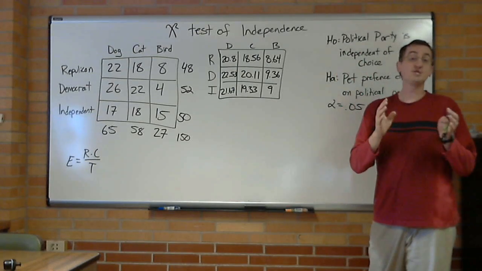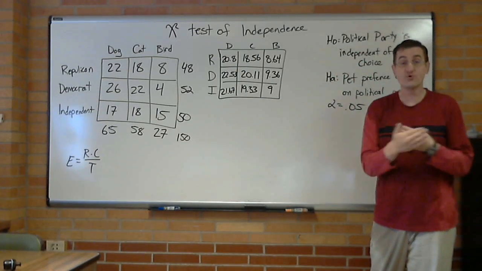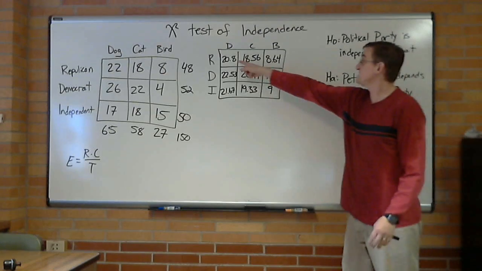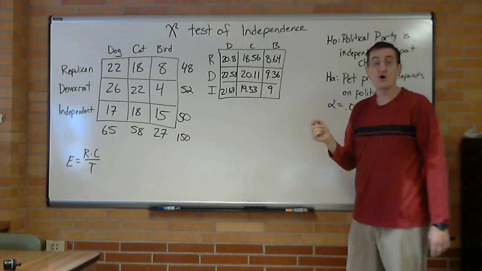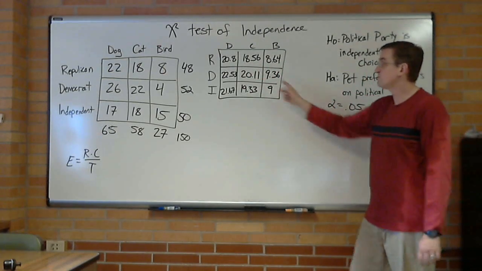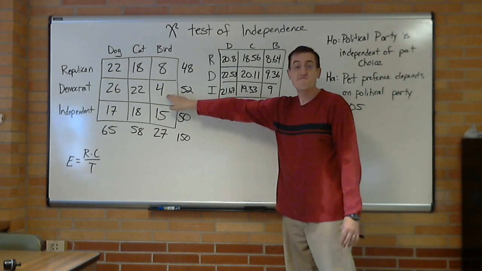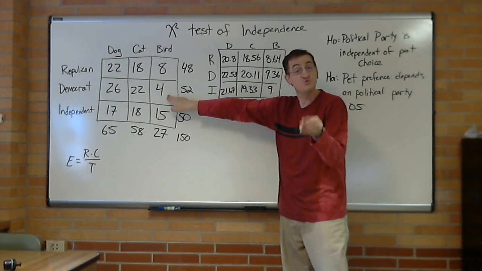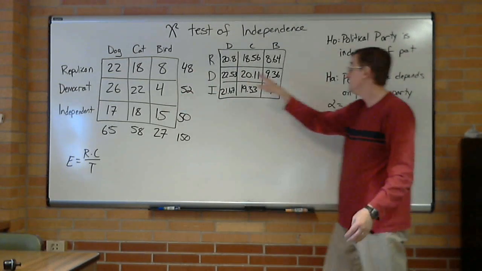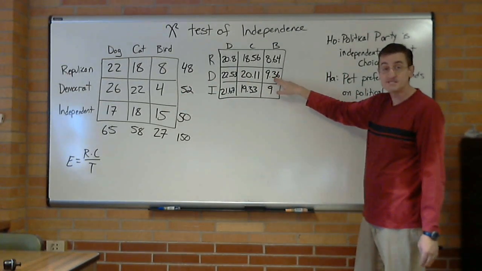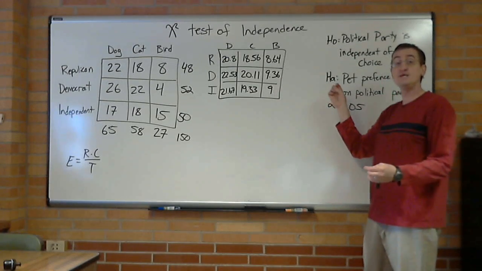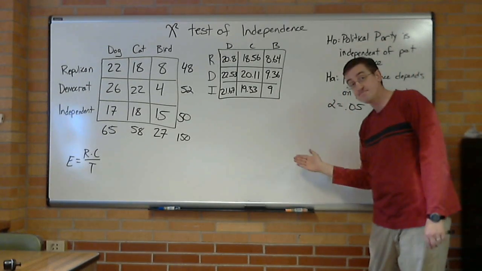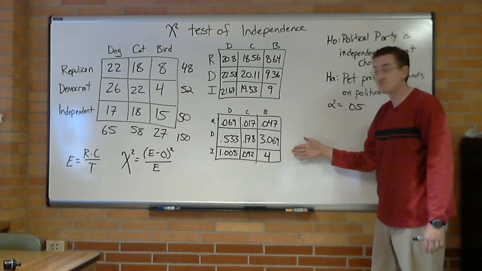Now, we need to ask the question, can I finish this test or am I stuck here? And the answer is all my expected values are bigger than 5. Which one was I most worried about? Probably this guy. 4 is actually below 5 in the observed table, but that's okay. You can have less than 5 in the observed. Over here, 9.36 is the expected value. So we are okay to keep going and to get our next step, which is to get these chi-squared values.